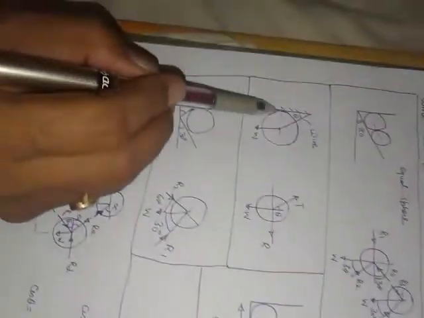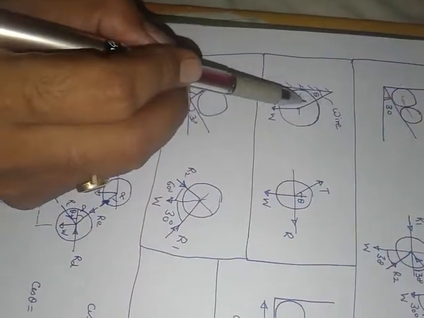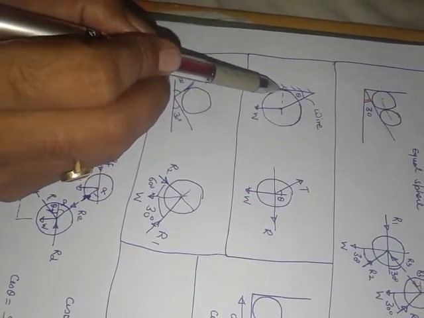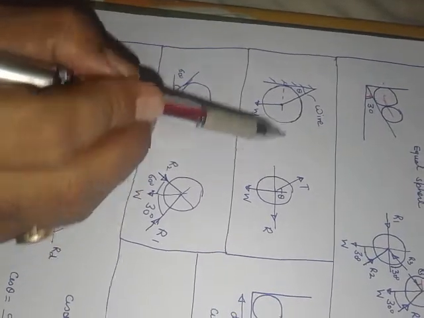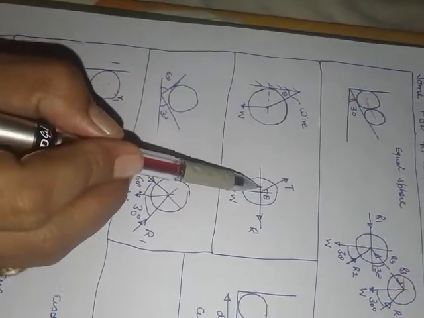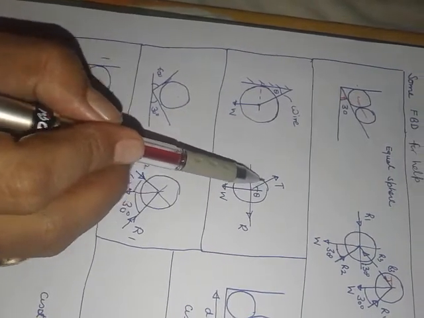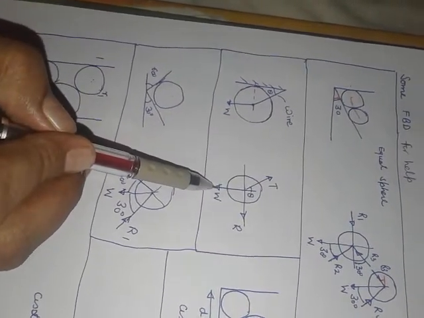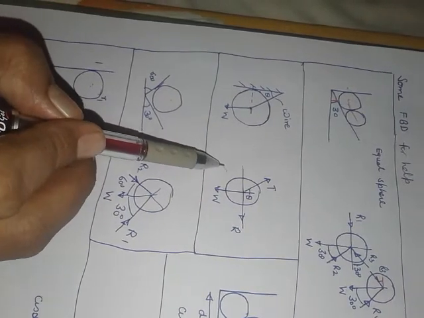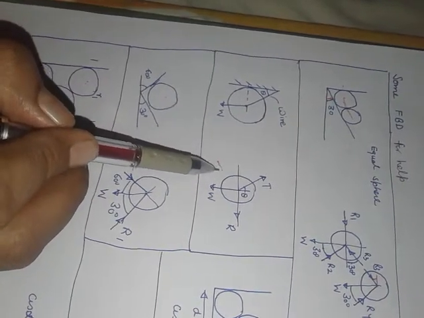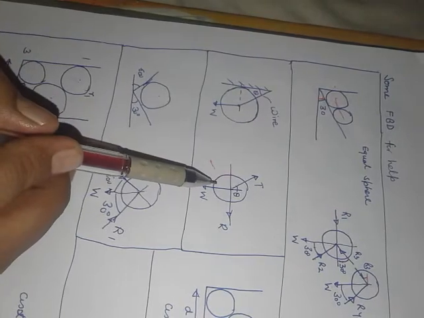If there is a sphere like this, with a wire connecting its center, there is going to be a reaction R from the contact point towards the center like this. There will be a tensile force, or tension, in the string, and weight W is going to act like this. We can use Lami's theorem or summation Fx = 0, summation Fy = 0 to solve for any kind of unknown.